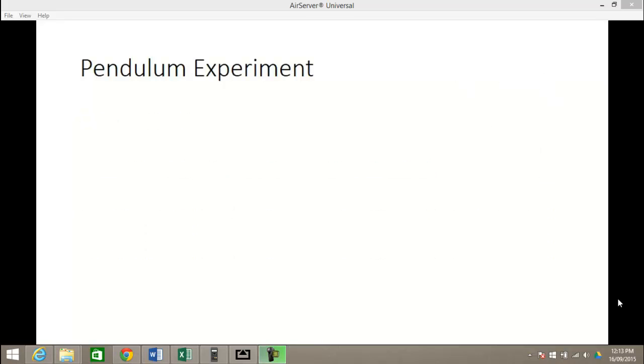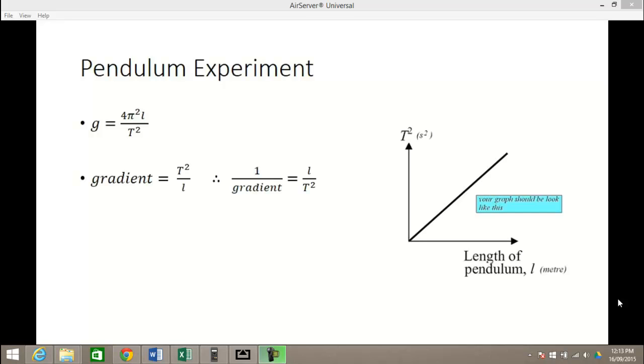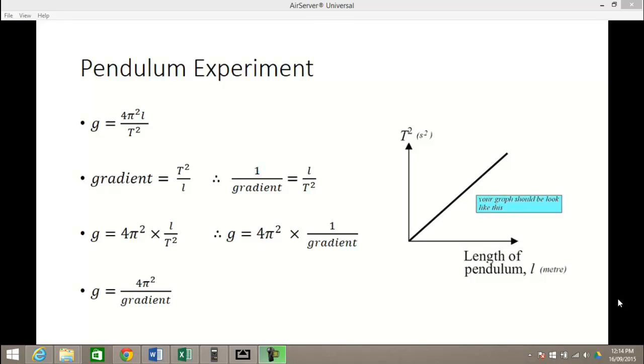Going back to our expression, G is 4 pi squared L on T squared. From our graph, the gradient of our graph is going to be T squared over L. Therefore, the inverse of the gradient is L on T squared. So 1 on gradient is equal to L on T squared. We can then separate our expression for acceleration due to gravity into 2 parts. So we've got 4 pi squared, which is a constant, times L on T squared. Now we just said that L on T squared is the inverse of the gradient, so we end up with 4 pi squared times 1 over gradient, or 4 pi squared over gradient, which is going to give us our value for acceleration due to gravity.